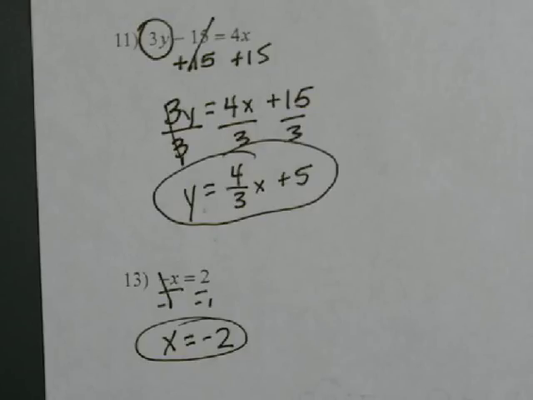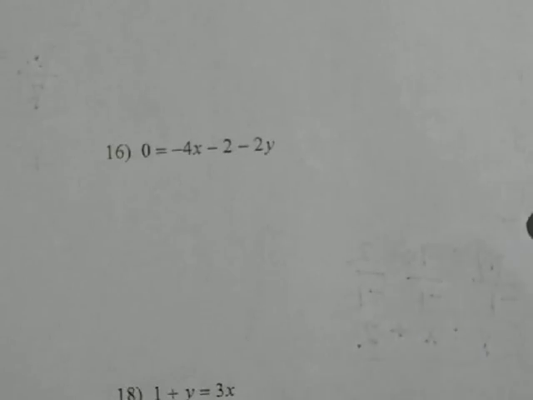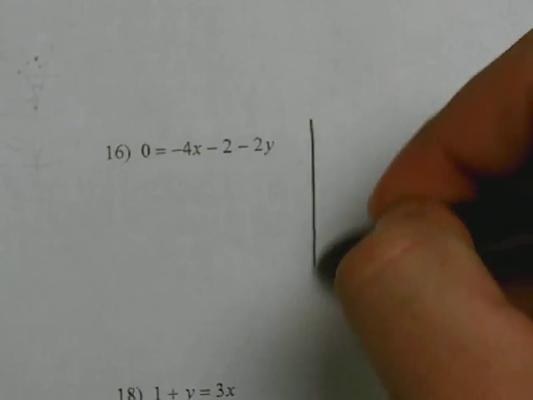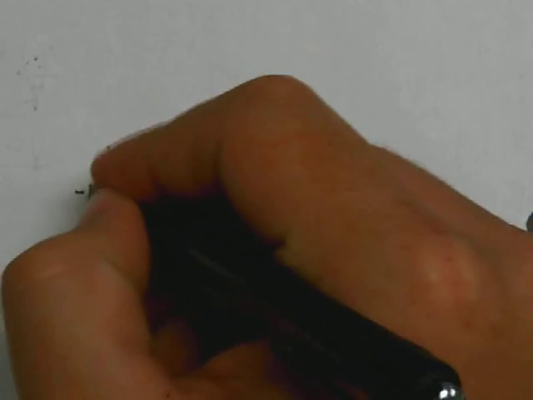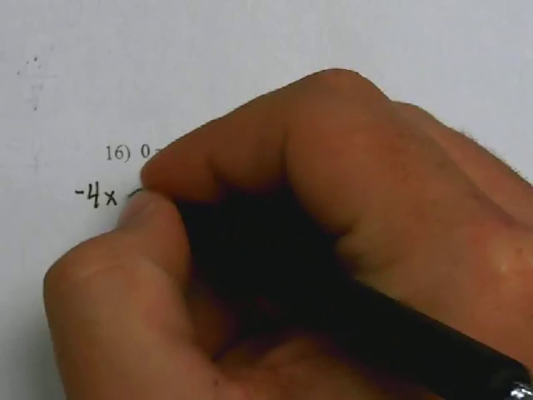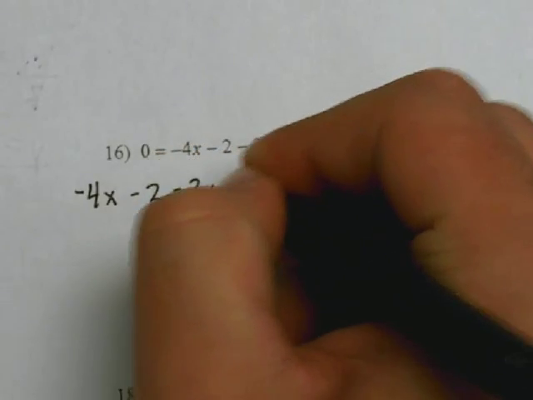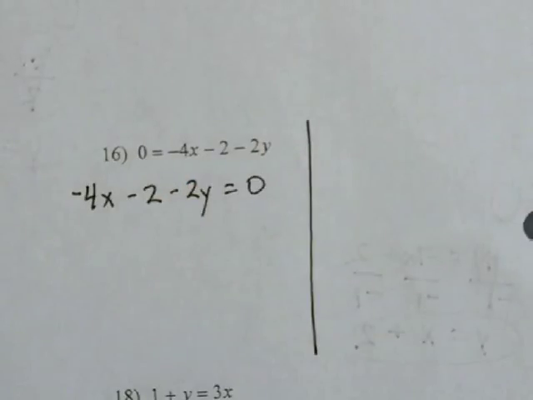Looking at 16, 0 equals negative 4x minus 2 minus 2y. Okay? Now, I'm actually going to work this problem two different ways because there's two ways to do this. First way is you could flip the whole thing. Negative 4x minus 2 minus 2y equals 0. So that's your first way, is to just flip it.